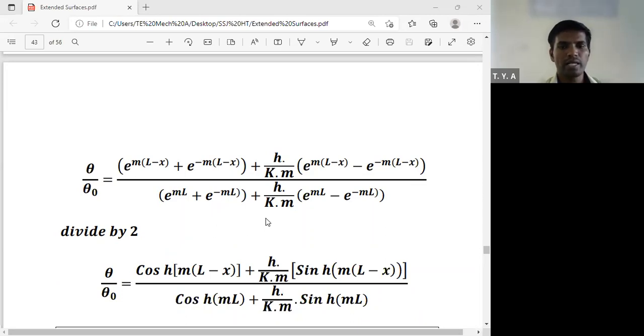Okay. Similarly, h by km is there, and e raised to m into bracket L minus x minus e raised to minus m into L minus x. That is nothing but sine hyperbolic. So therefore, sine hyperbolic m into bracket L minus x. Similarly, for the denominator, e raised to ml plus e raised to minus ml. Upon divided by 2 केलेला आहे. So therefore, instead of that, we have written the values in the form of cos hyperbolic and sine hyperbolic.